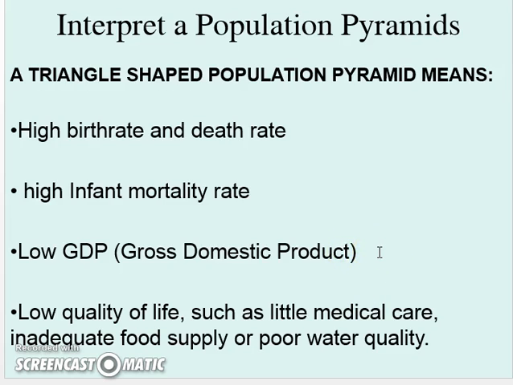And this sometimes means that there is a low quality of life. They don't have access to health care. They might have inadequate food supply or poor water supply. And so this is why the population is not doing well.